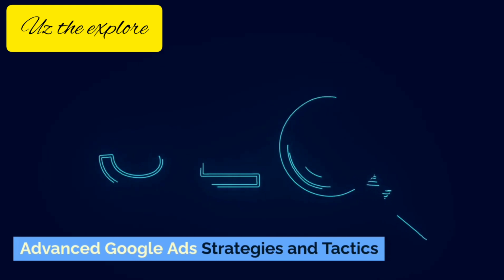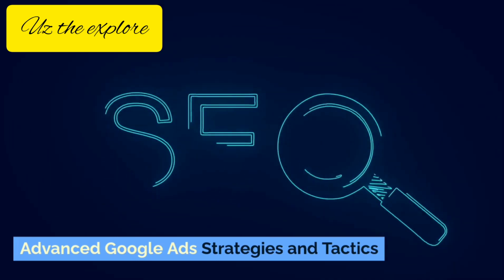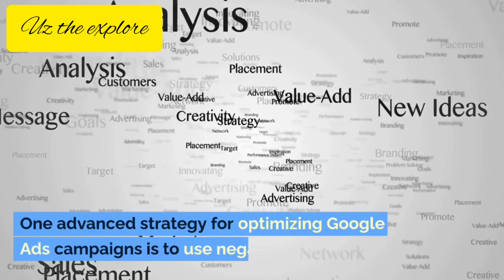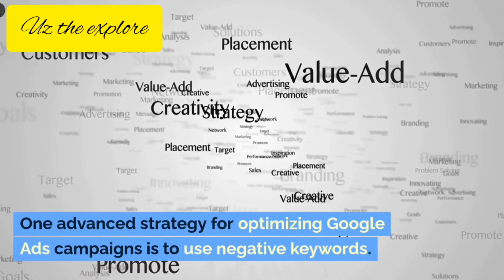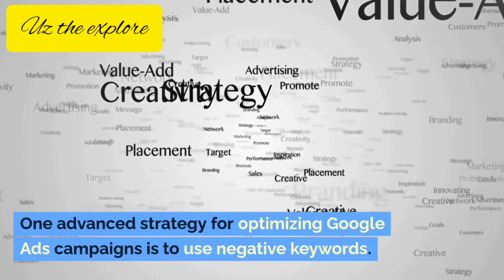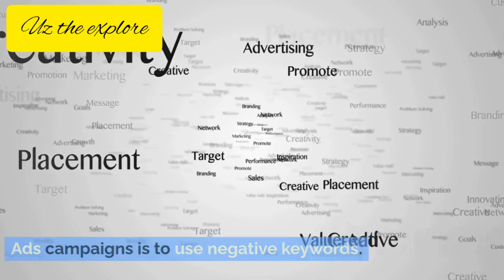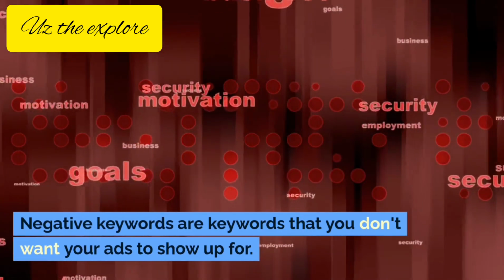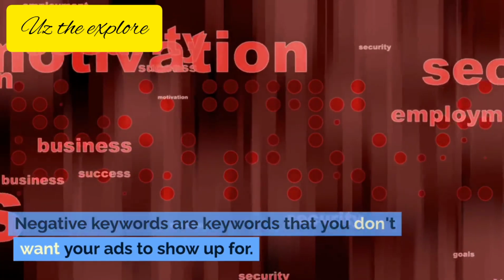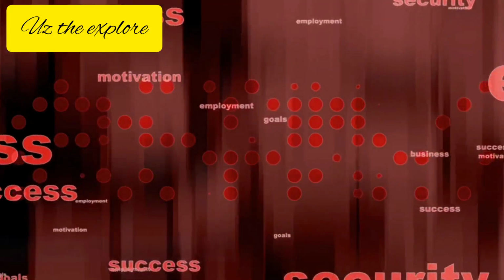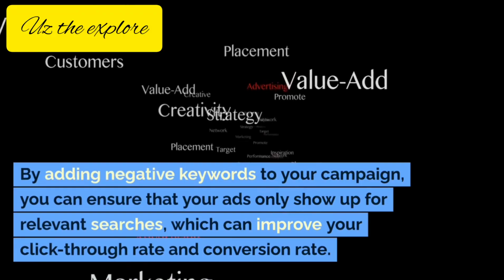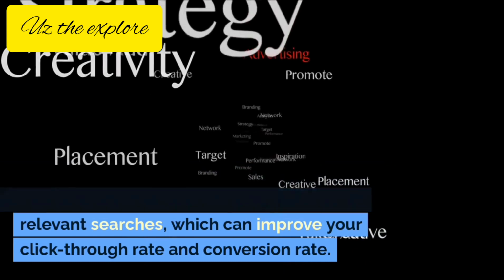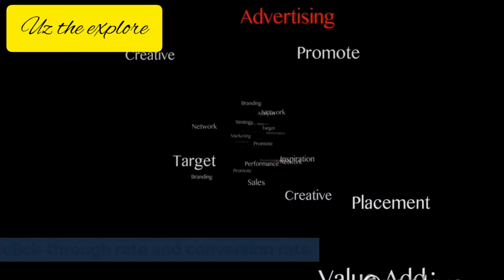Advanced Google Ads strategies and tactics. One advanced strategy for optimizing Google Ads campaigns is to use negative keywords. Negative keywords are keywords that you don't want your ads to show up for. By adding negative keywords to your campaign, you can ensure that your ads only show up for relevant searches, which can improve your click-through rate and conversion rate.